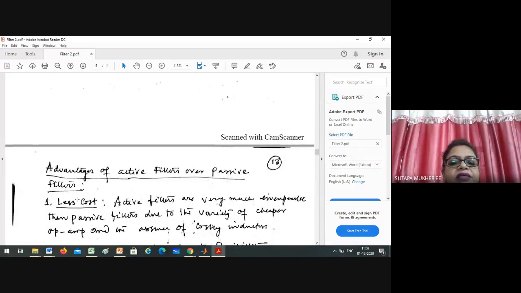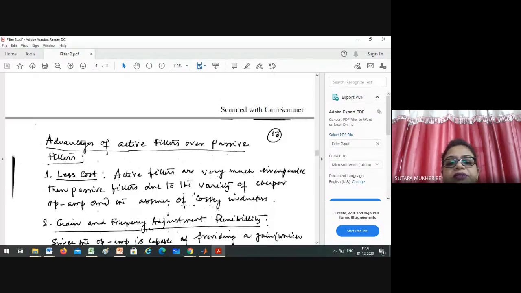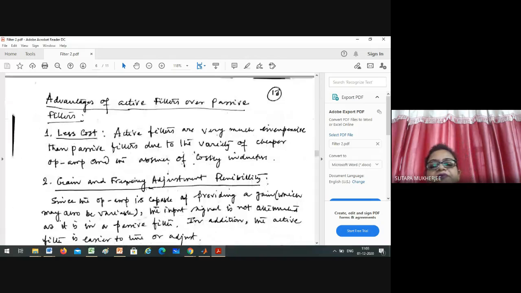Okay, let's go. Less cost. The first advantage of the active filter is less cost. Active filters are very much inexpensive, not expensive, than passive filters due to the variety of cheaper op amps and the absence of the costly inductor. So what is there in passive that is not in active? Inductor, that is costly. Hence, the cost of the active filter is less compared to passive. The explanation for less cost is done. Come to gain and frequency adjustment flexibility.